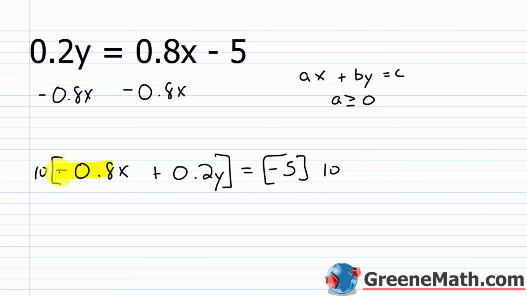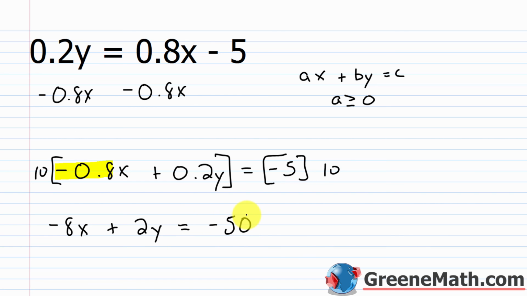So 10 times negative 0.8x, essentially I'm just moving the decimal point one place to the right. So this would end up being negative 8x. Then plus 10 times 0.2y, again moving the decimal one place to the right, so this would be 2y. And this equals 10 times negative 5, which is negative 50.